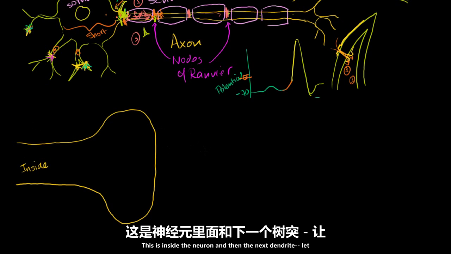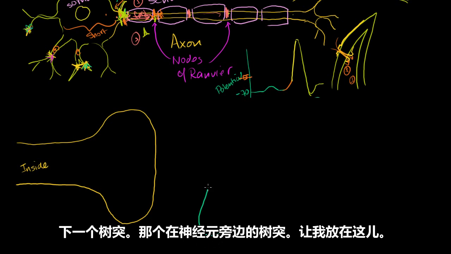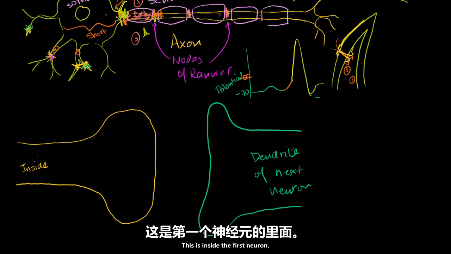And then the next dendrite, let me draw it right here. The next dendrite, the dendrite of the next neuron. Let me put it right there. So we've really zoomed in. So this is the dendrite of the next neuron. This is inside the first neuron.